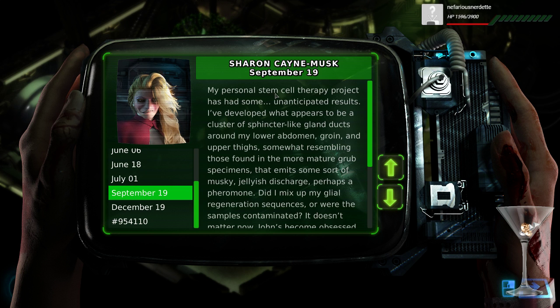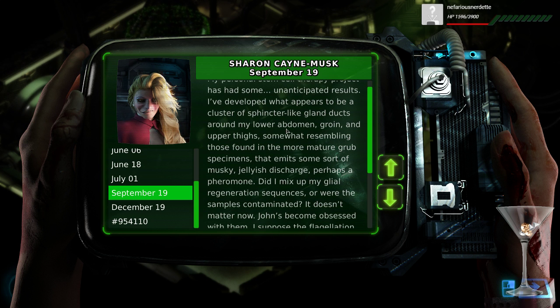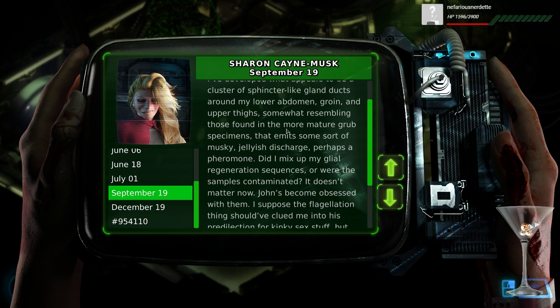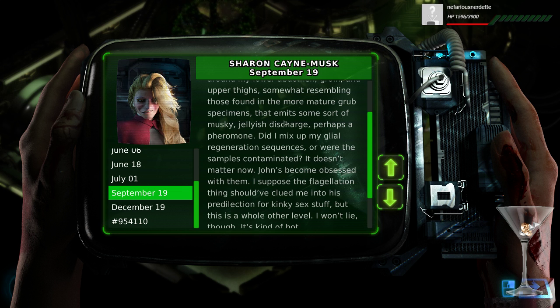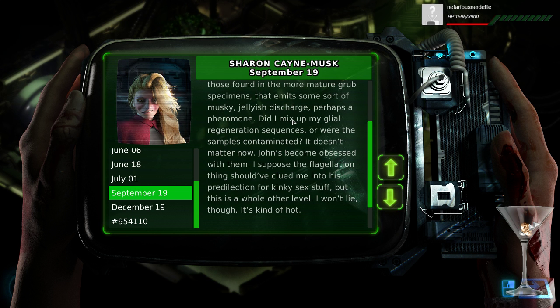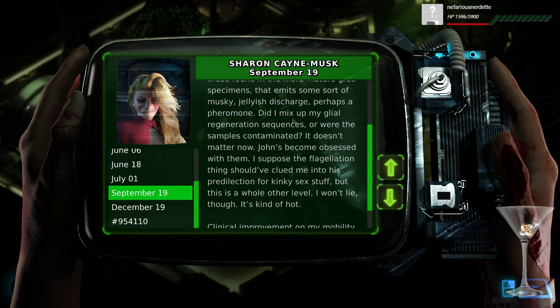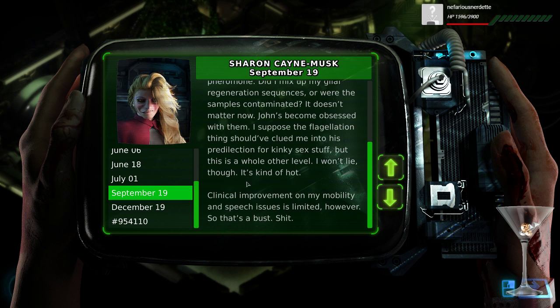Alright. September 19th. My personal stem cell therapy project has had some unanticipated results. I've developed what appears to be a cluster of sphincter-like gland ducts around my lower abdomen, groin, and upper thighs, somewhat resembling those found in the more mature grub specimens. That emits some sort of musky, jellyish discharge, perhaps a pheromone. Did I mix up my glial regeneration sequences, or were the samples contaminated? It doesn't matter now. John's become obsessed with them. I suppose the flagellation thing should have clued me into his predilection for kinky sex stuff. But this is a whole other level. Wow. I won't lie though, it's kind of hot. Wow. Clinical improvement on my mobility and speech issues is limited, however, so that's a bust.